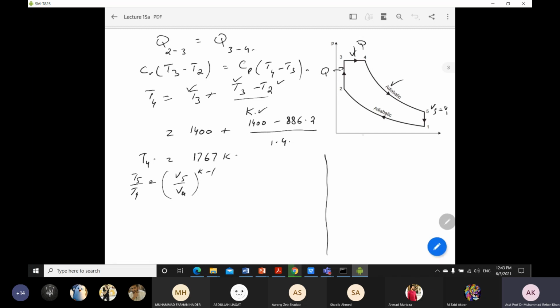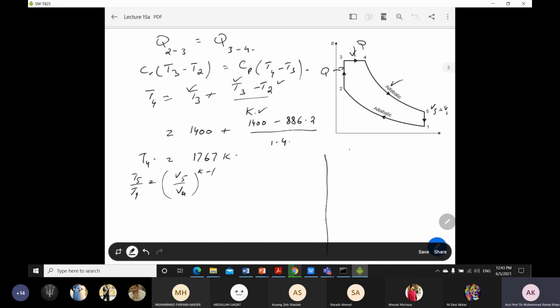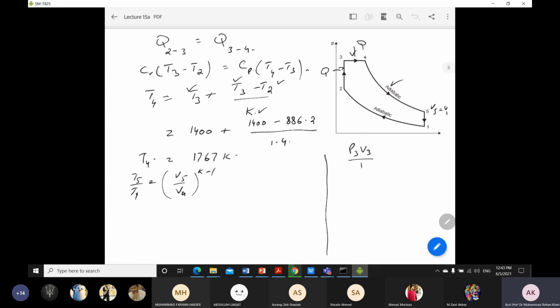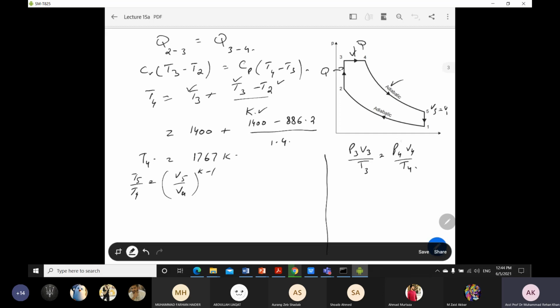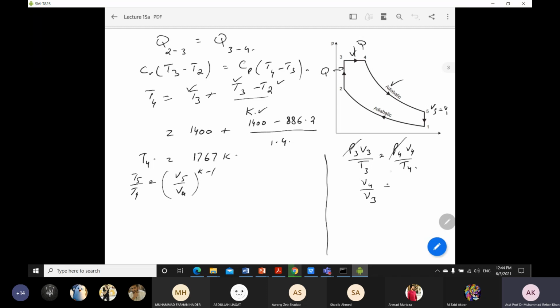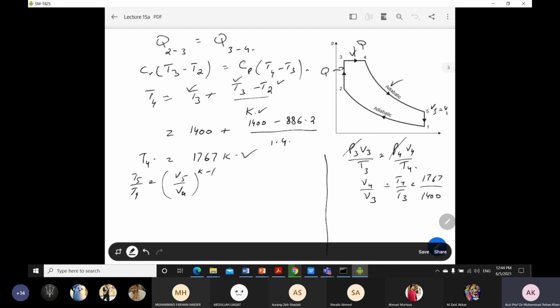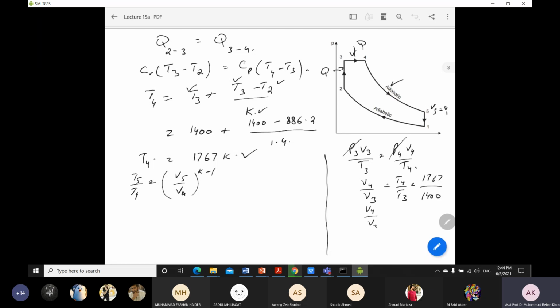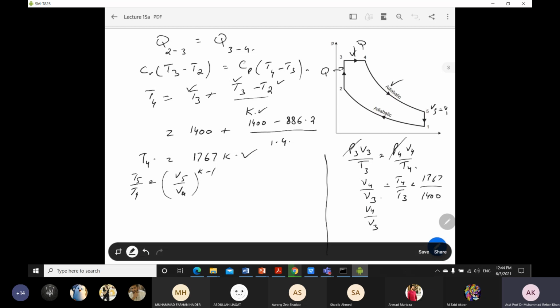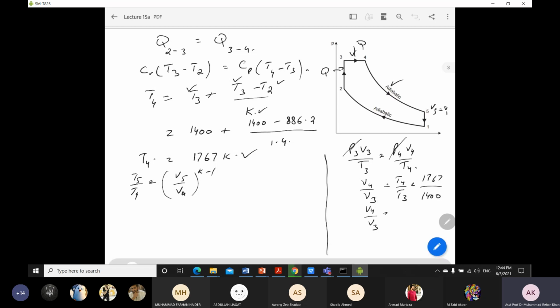In order to find the value of V4, we can apply one relation between point number 4 and 3, which is P3 V3 over T3 is equal to P4 V4 over T4. And it's a constant pressure process, so we can easily eliminate pressure over there, and then it turns out to be V4 over V3 is equal to T4 over T3. T4 value is with us at 1767, which we already found in this step, and T3 value is also known to us, that is 1400. Now if we solve it, V4 over V3 becomes 1.26.